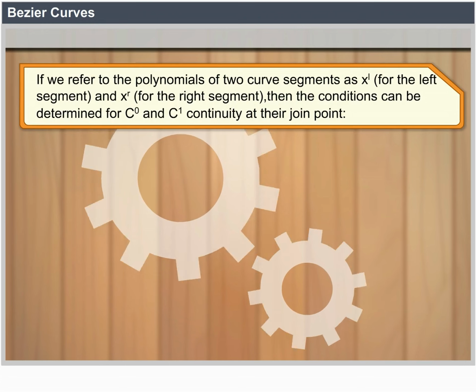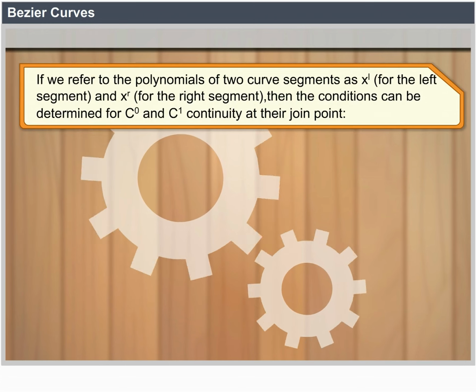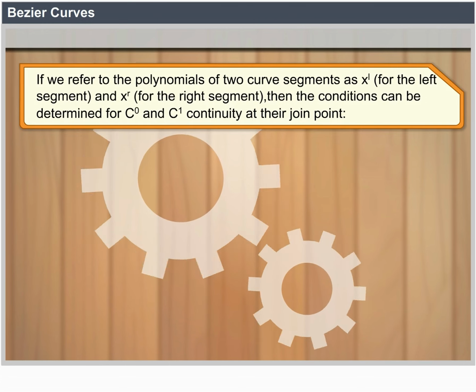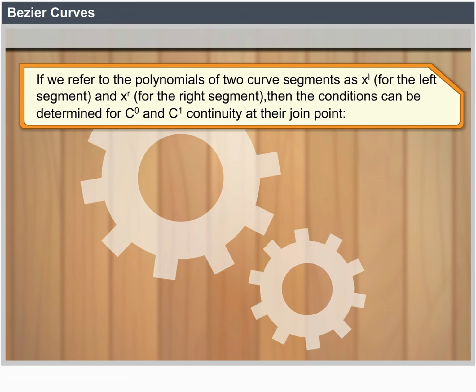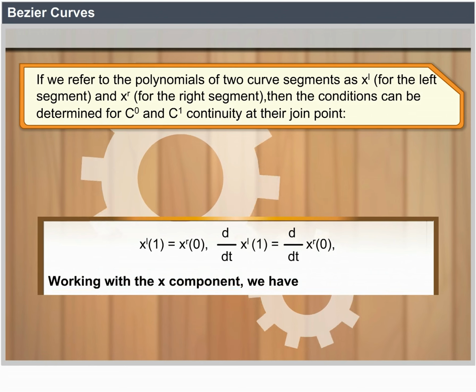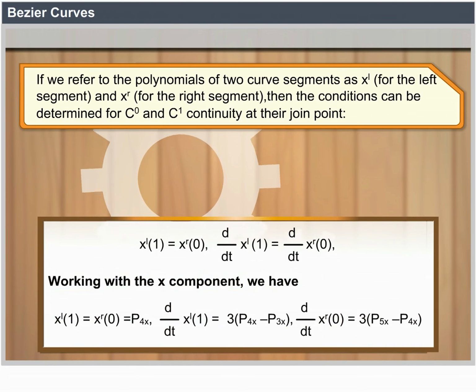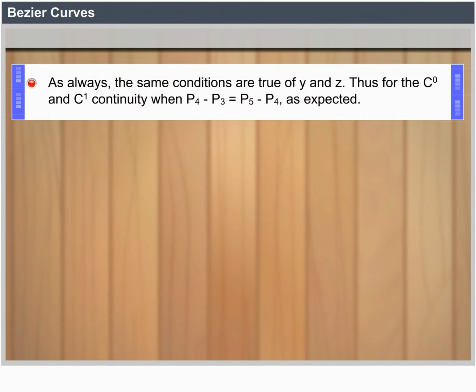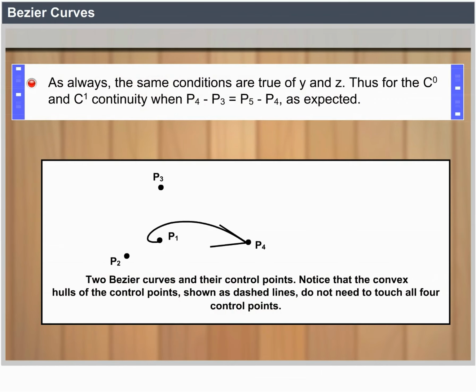If we refer to the polynomials of two curve segments as XL for the left segment and XR for the right segment, we can find the conditions for C0 and C1 continuity at their join point, as given below. Working with the X component, we have, as given below. As always, the same conditions are true of Y and Z. Thus, we have C0 and C1 continuity when P4 minus P3 equals P5 minus P4 as expected.